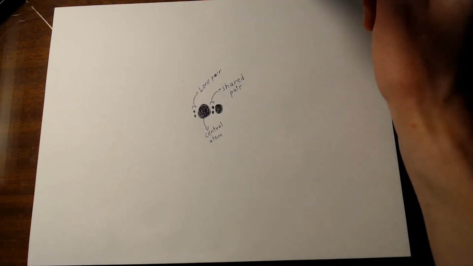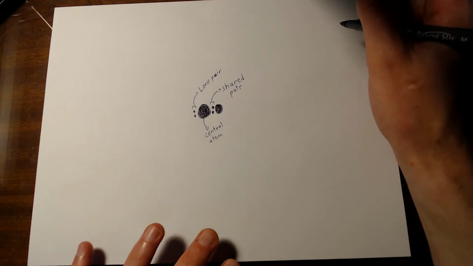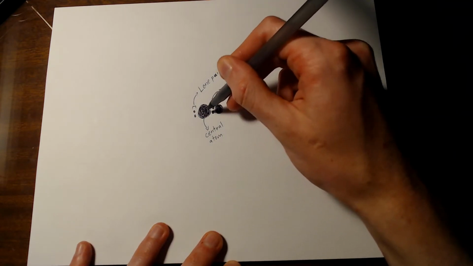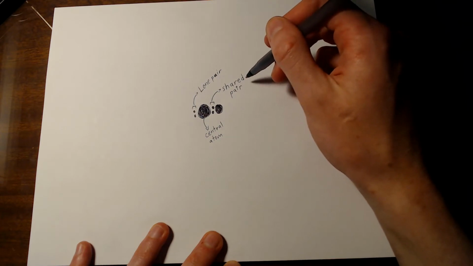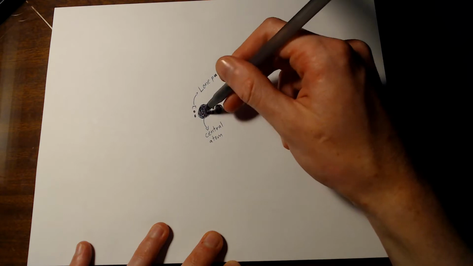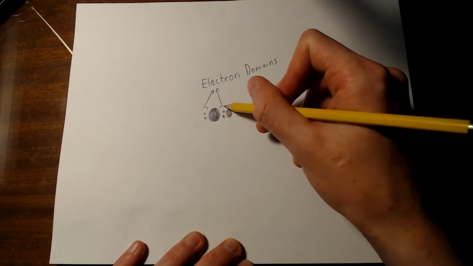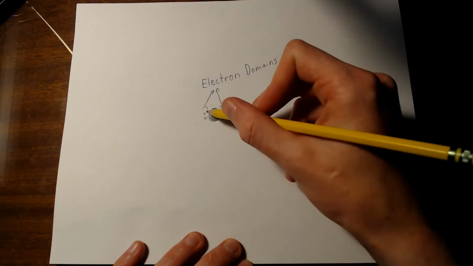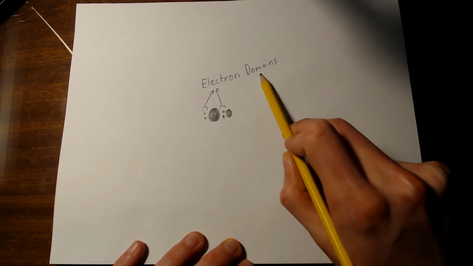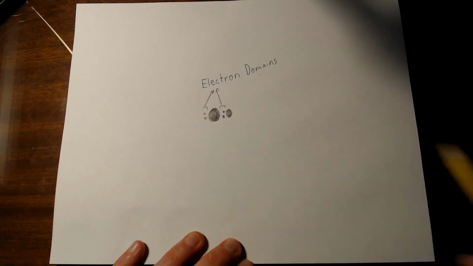The central atom has two types of electrons around it. There are shared pairs of electrons, since they're shared between these two atoms, and then there are lone pairs of electrons not inside a covalent bond. Both the shared pair of electrons within the bond and the lone pair of electrons are called electron domains because both are groups of electrons.